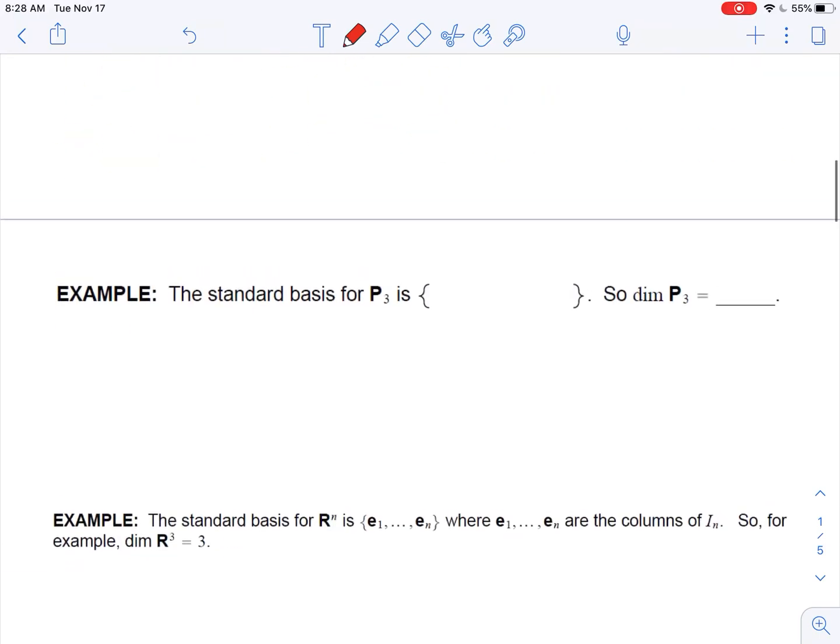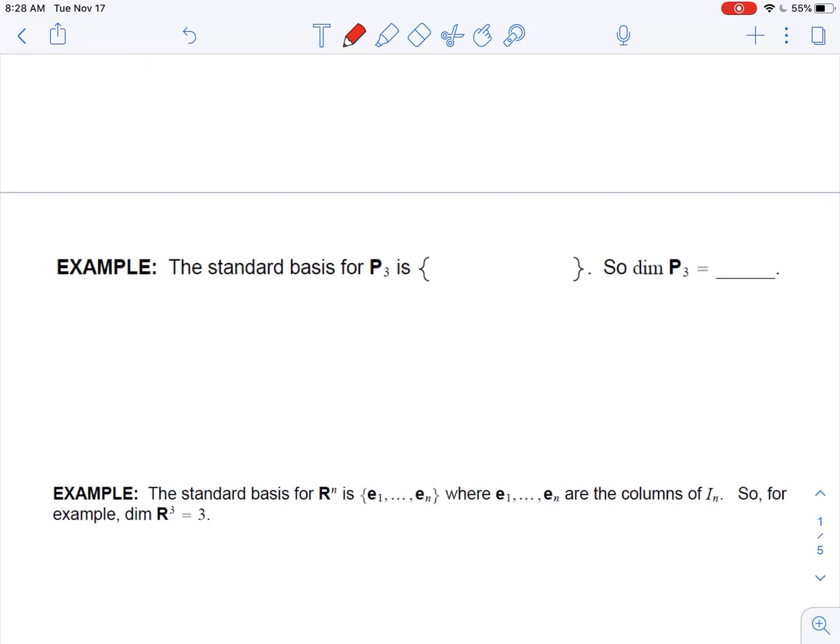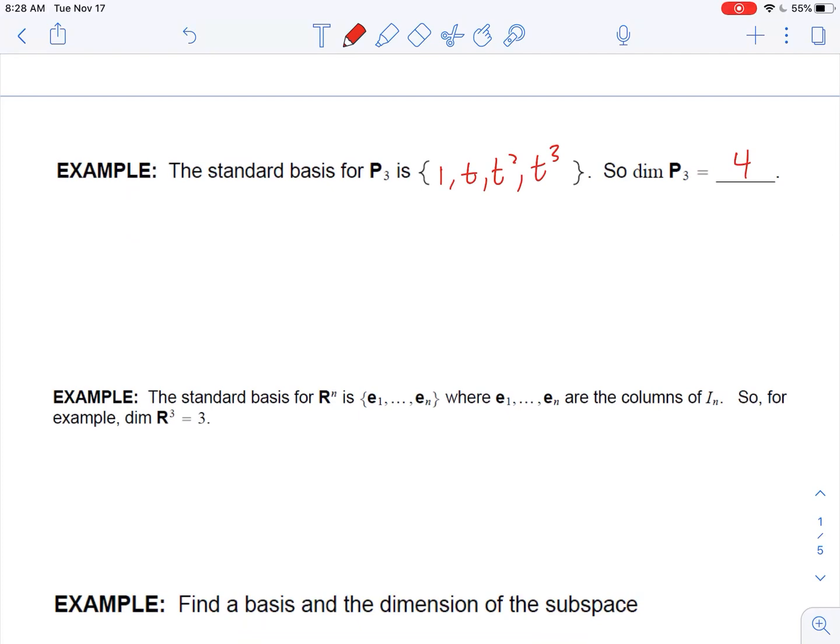Okay, so let's look at maybe a more straightforward, much smaller example. So the standard basis for the degree 3 polynomials. So the standard basis obviously would look something like this. And we would say that would be the standard dimension. Now, the interesting piece here is that if we're looking at the standard basis for all degree 3 polynomials, obviously that dimension is 4. Now, if we contrast that with, say, the standard basis for Rn, the standard basis is just, in fact, those standard vectors e1 through en, where those are the columns of the identity matrix of dimension n. So, for example, the dimension of R3 is just 3.